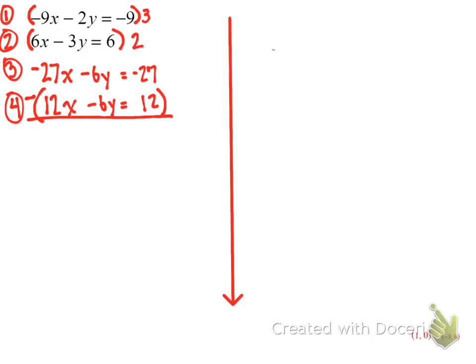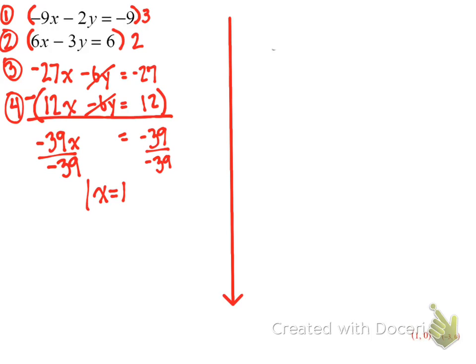Okay, so we have negative 27x minus 12x is negative 39x. Negative 6y minus negative 6y cancels out. Bring down the equal sign. Negative 27 minus 12 is going to be negative 39. Okay? So now we have an equation. Let's solve for x. How do we solve for x now? Divide by negative 39 on both sides. And when we do that, we get x is equal to 1.